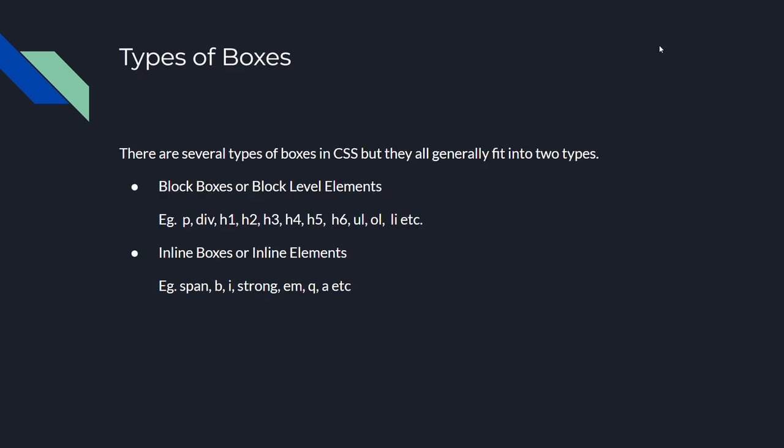Almost all HTML elements can be grouped under two types of boxes: the block level elements, or block boxes, and the inline elements, or inline boxes. Some examples of block boxes are the p tag, div, h1 to h6, ul, ol, which is the ordered list and the unordered list, and the li tags. Examples of inline boxes are span, b tag, i tag, strong, em tag, q tag, and the a tag. Let's take a look at an example to see how the inline and block elements behave on the web page.